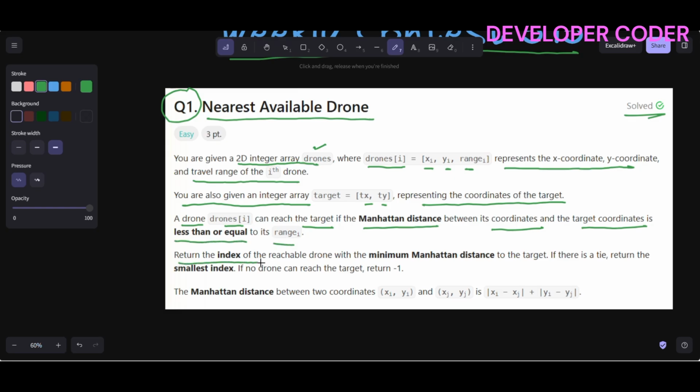We have to return the index of the reachable drone with the minimum Manhattan distance to the target. If there is a tie, we have to return the smallest index. If no drone can reach the target, then we have to return -1. And the Manhattan distance between two coordinates xi, yi and xj, yj is nothing but absolute value of xi minus xj plus absolute value of yi minus yj. Clear? So very easy problem statement here.